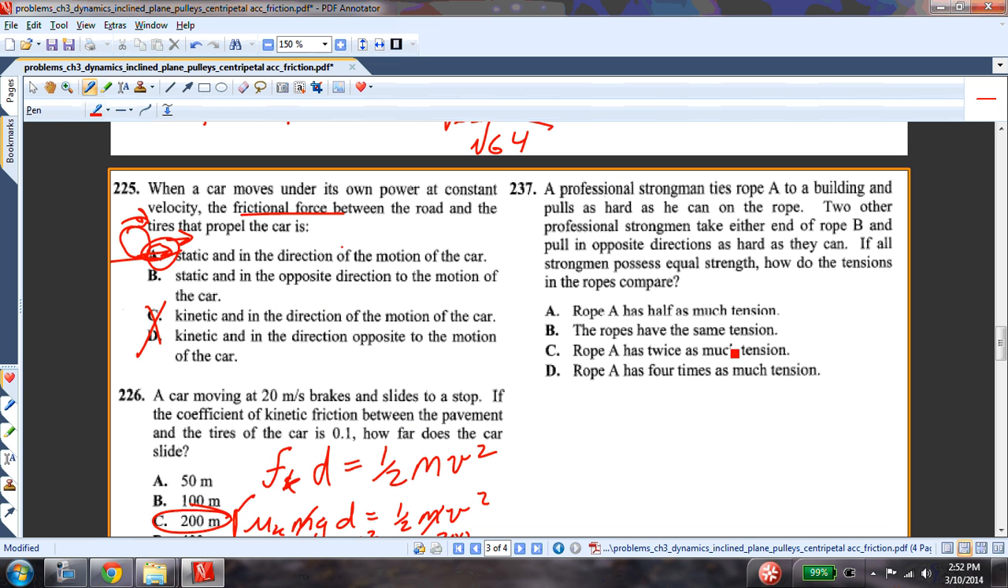Professional strongman ties a rope to a building and pulls as hard as he can on the rope. 2 other strongmen take either end of rope B and pull in opposite direction as hard as they can. If all strongmen possess equal strength, how do the tensions in the ropes compare? Okay, so we had a question similar to this. Here's my building and my rope. I have a guy that's pulling it, say, with 100 newtons or whatever.